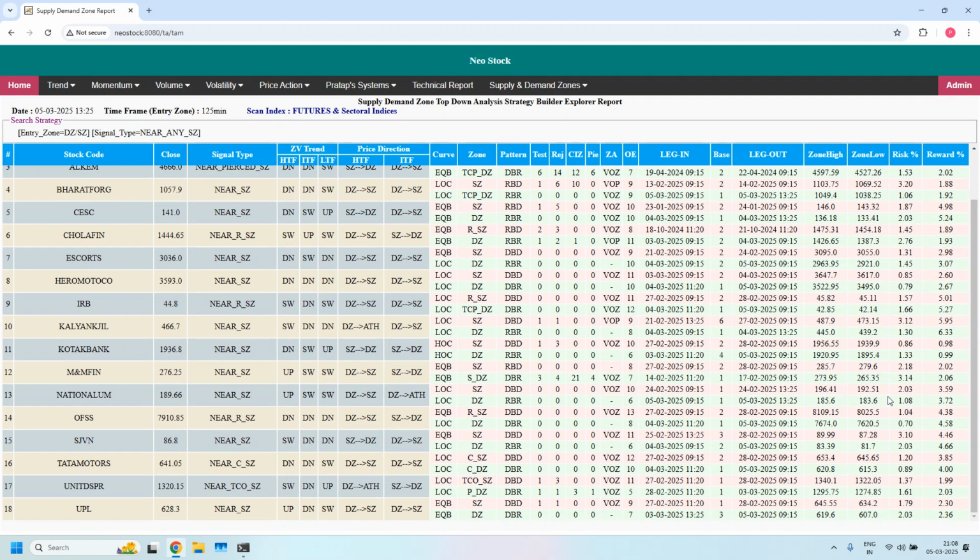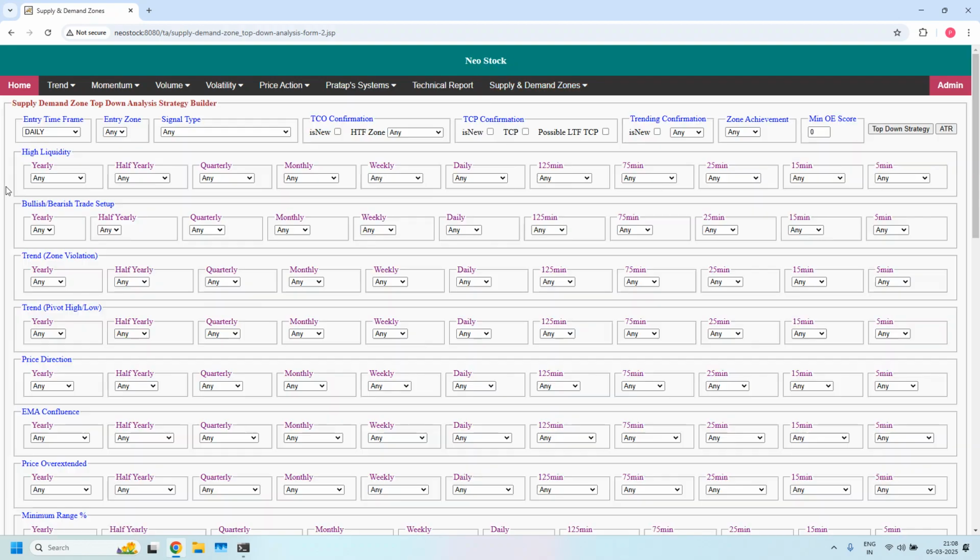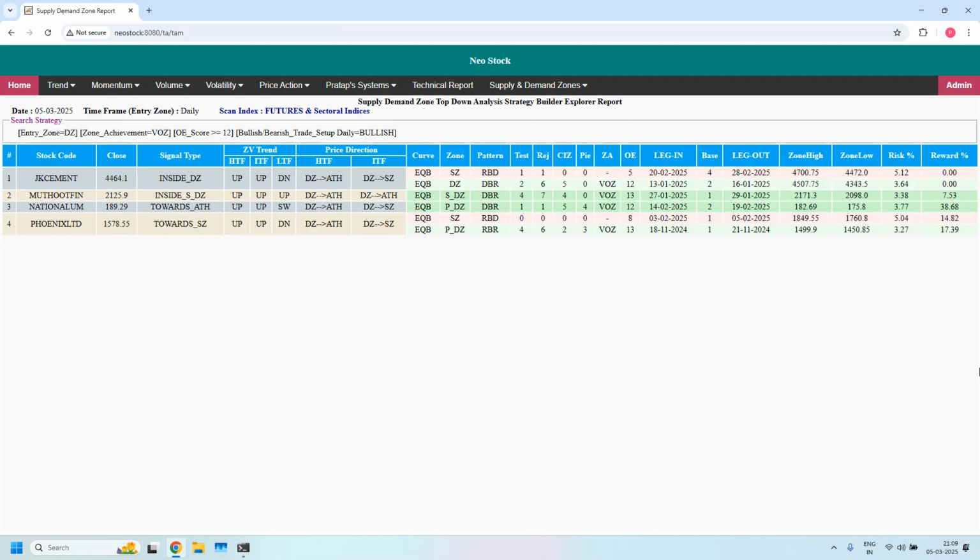Okay, now let us generate bullish and bearish trade setups. Here also quickly I will generate. Monthly income trade, bullish trade setup. Entry time frame daily, entry zone, demand zone, bullish on daily. I'm selecting bullish. Zone achievement V was at minimum order enhancer score 12. So total 4 bullish trade setup stocks we got.